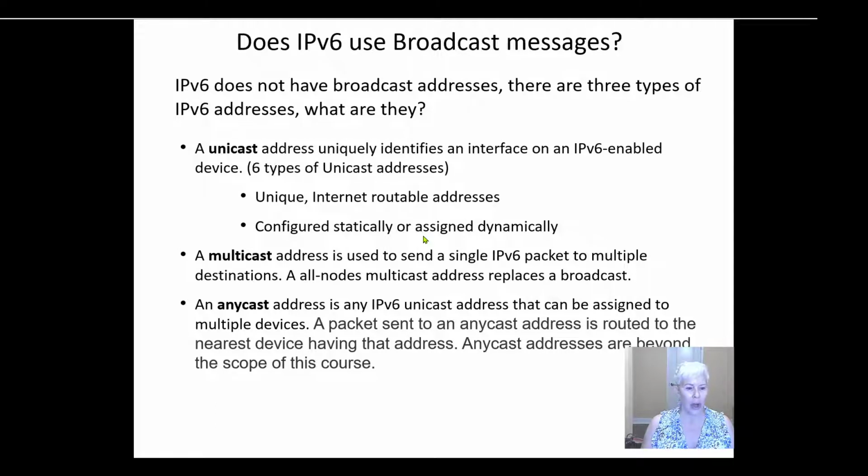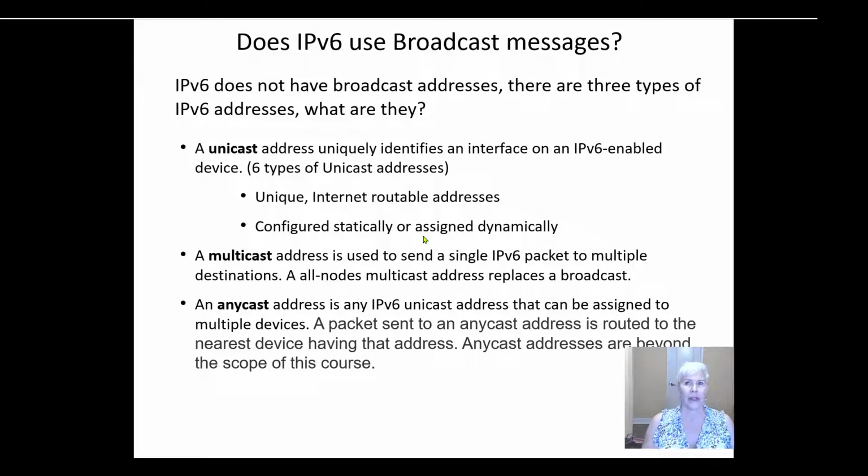Lastly is an address called an Anycast address. Now, this is a unique IPv6 address that can be assigned to multiple devices. So in other words, one address assigned to multiple devices. A packet that would be sent to an Anycast address is routed to the nearest device. So it's like a first come, first serve. There's 5 devices. They all have the same address. Someone sends a message, sends a packet. Whichever one of those 5 devices get that packet first is the one that will handle it.